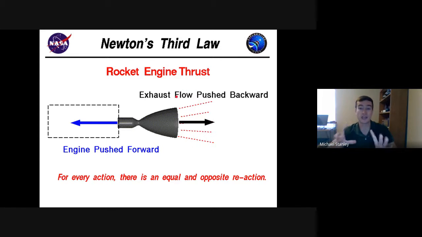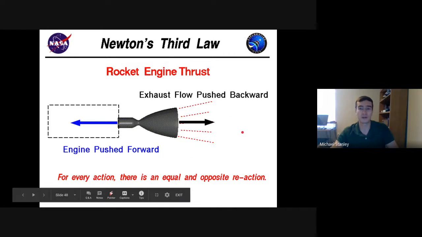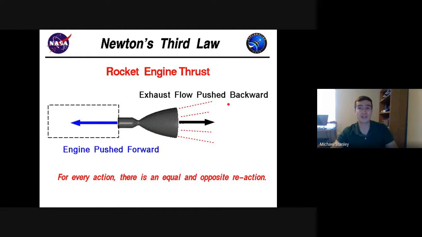They have this really intense exhaust, like you've seen in the video of the flames and stuff shooting out the bottom of the rocket, all the smoke coming out. That all is going out the bottom of the rocket. So there's all these gases that are very forcefully being pushed out the back of the rocket. When that happens, it causes the rocket to be pushed forward.